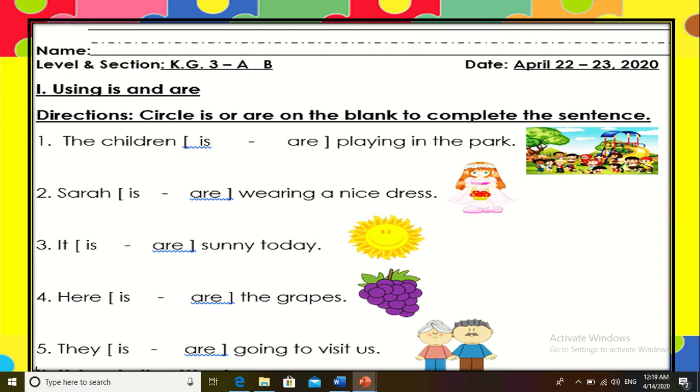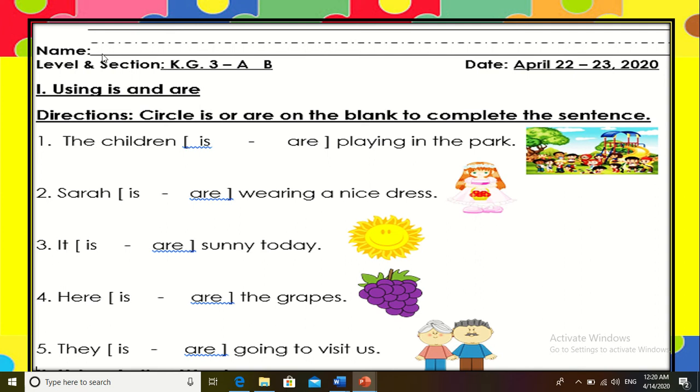This time, please be ready with your pencils and eraser, your printed worksheet, the one that we have sent in the PDF file. Are you ready, KGs, for those materials? Good job!